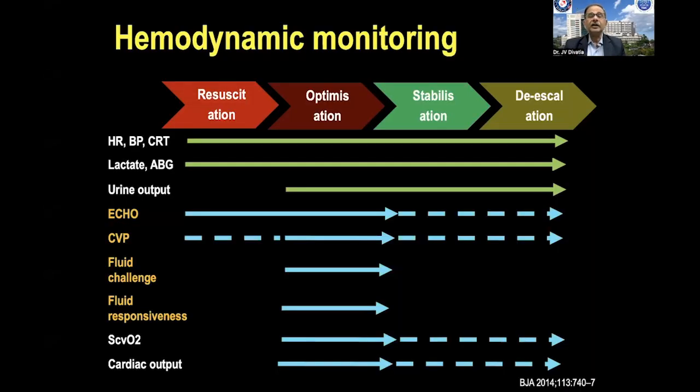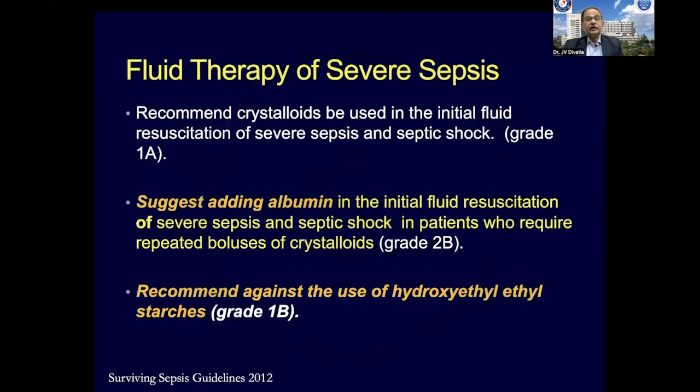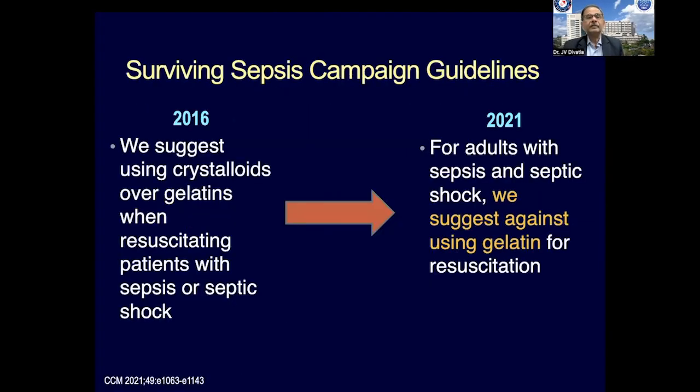So depending on the options available to you, you can monitor the patients in the resuscitation, optimization, stabilization, or the de-escalation phases. Which fluid should you give? Of course, you start with crystalloid, but if you need larger volumes of crystalloid, then the Surviving Sepsis Campaign guidelines suggest using albumin, and we know that hydroxyethyl starches cause more renal failure and deaths, and therefore they are not recommended for use in septic patients.